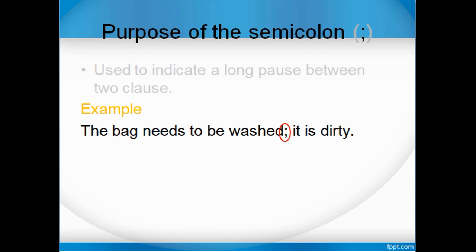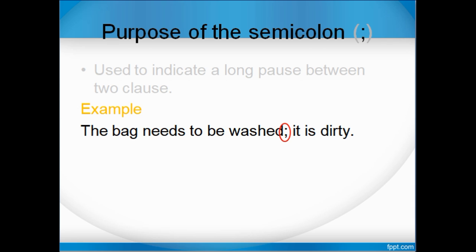Now the first group of words there, what is it talking about? It is talking about the bag. So the bag is the subject in this first part, this group of words here. And what is being said about the bag? It is being said that the bag needs to be washed. That is the predicate.